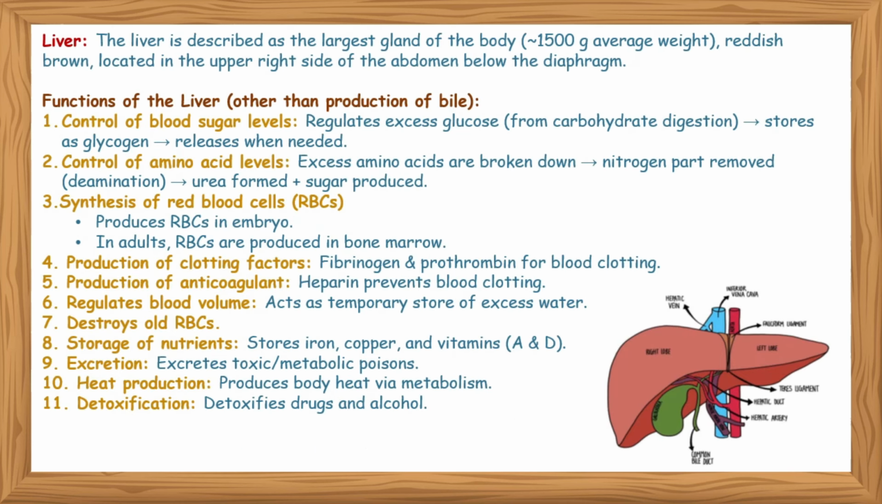The liver is described as the largest gland of the body, with an average weight of nearly 1500 grams, reddish brown, located in the upper right side of the abdomen and below the diaphragm. Functions of the liver, other than production of bile: they control blood sugar level and amino acid level, are responsible for synthesis of RBC, production of clotting factors and anticoagulants, regulate blood volume, destroy old RBC, store nutrients, excrete toxic metabolic poisons, produce body heat via metabolism, and detoxify drugs and alcohol.